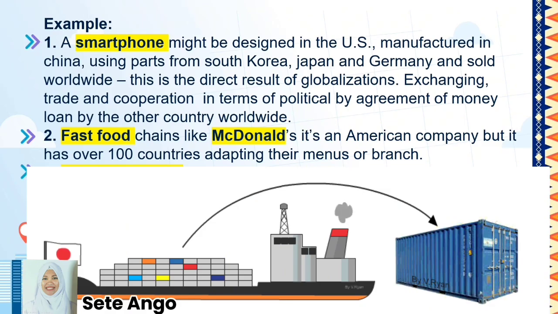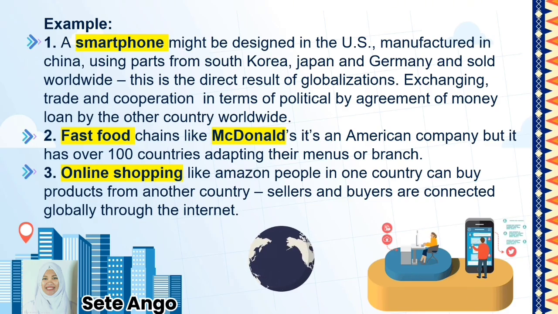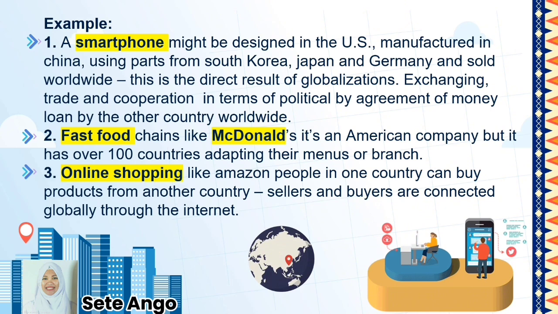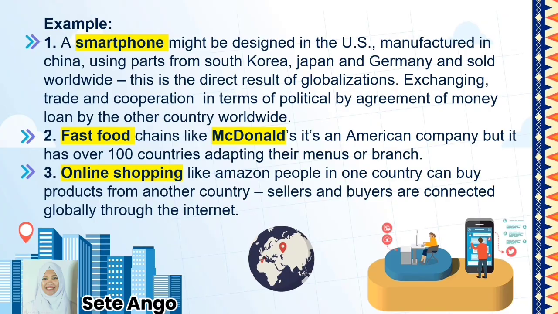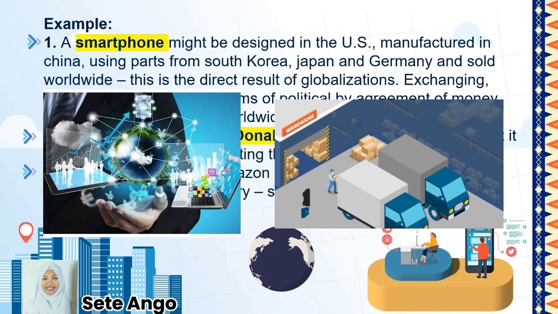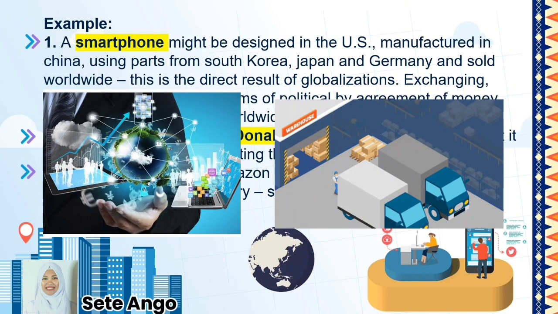Number 3 example is online shopping like Amazon. People in one country can buy products from another country. Sellers and buyers are connected globally through the internet. This is an example of how technology and globalization work together. Even if we live far apart, we can easily buy and sell things internationally. This makes the world more connected.